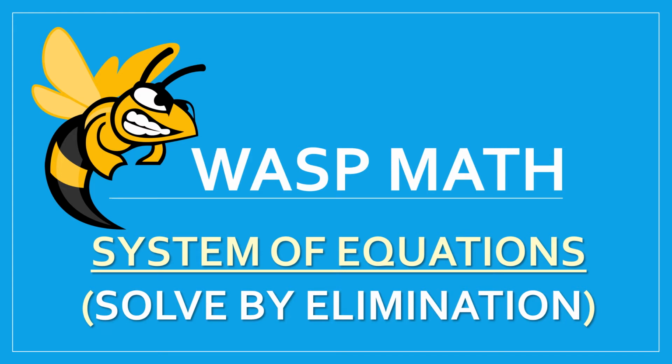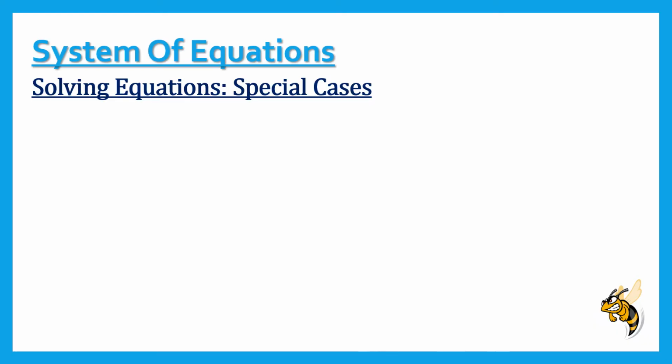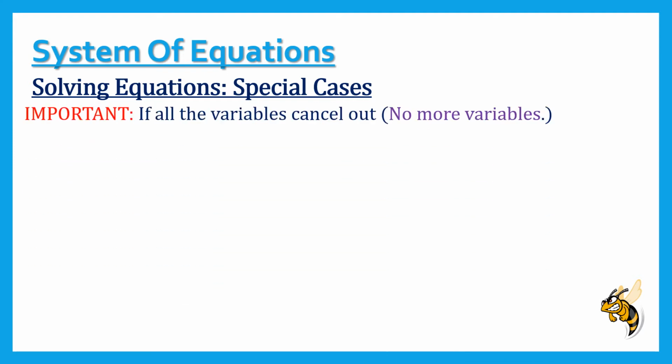This video will focus on system of equations solved by elimination. Before I get into the lesson, I think it's important that we recap special cases when solving equations. Important: if all variables cancel out, that means there are no more variables, and you need to stop. Why are we stopping? It's because to solve an equation, our goal is to find the value of the variable. If there are no more variables, then you cannot accomplish your goal.